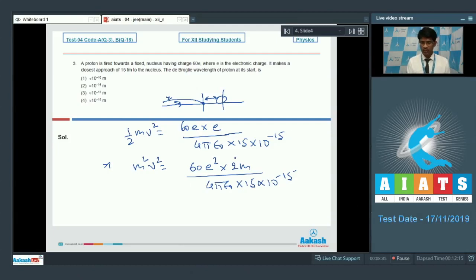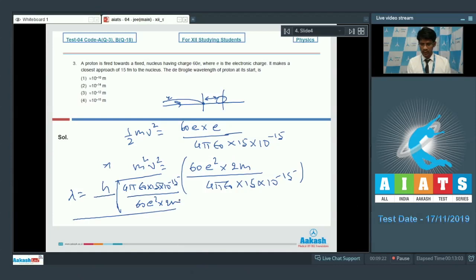So square root of this much of the portion would be equal to the momentum of the system. Taking this value of momentum, we can write lambda equal to h by p. This is h here, and p would be the square root of this much of the portion, so it can be taken as 4 pi epsilon naught into 15 into 10 to the minus 15 60 e square into 2m.